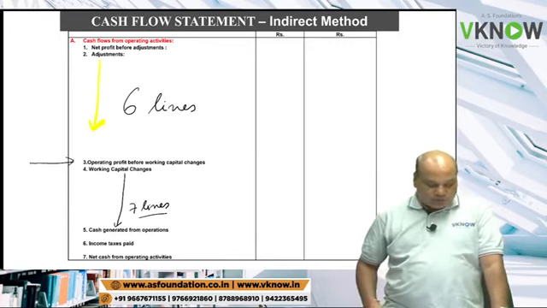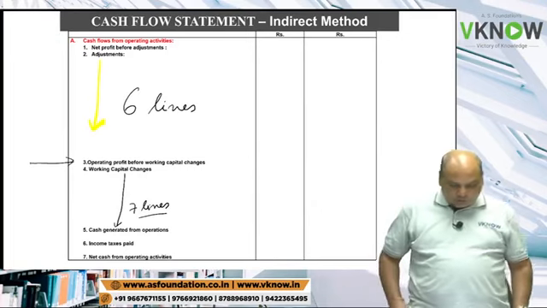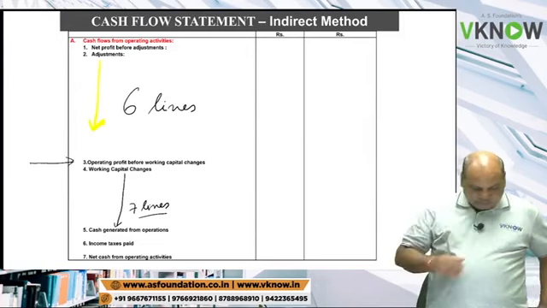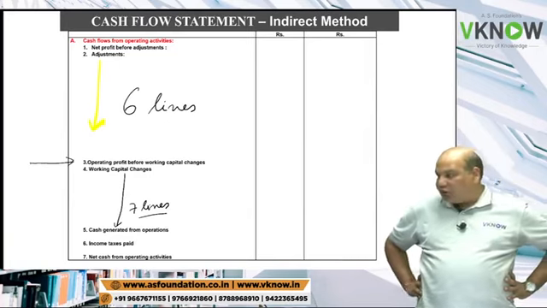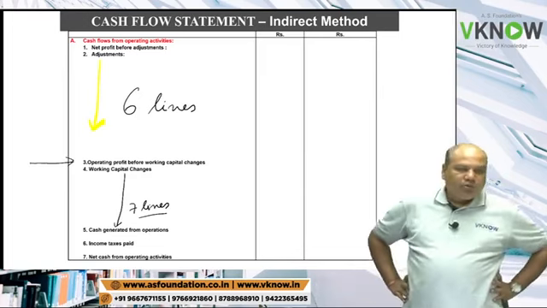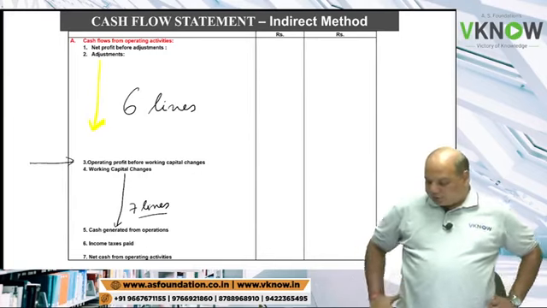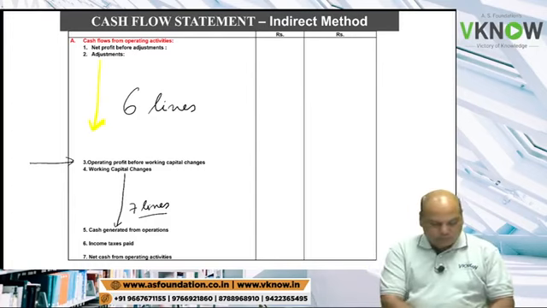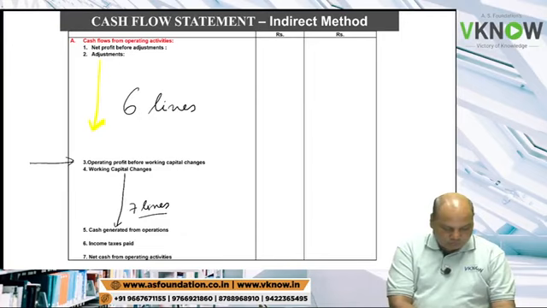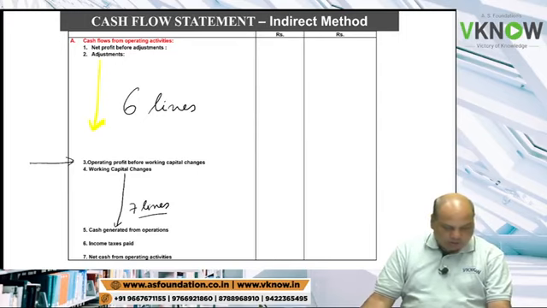Point 6, income tax paid. And after that, write down net cash flow from operating activities.